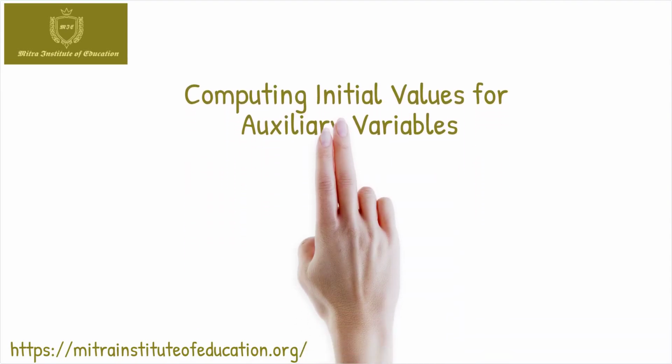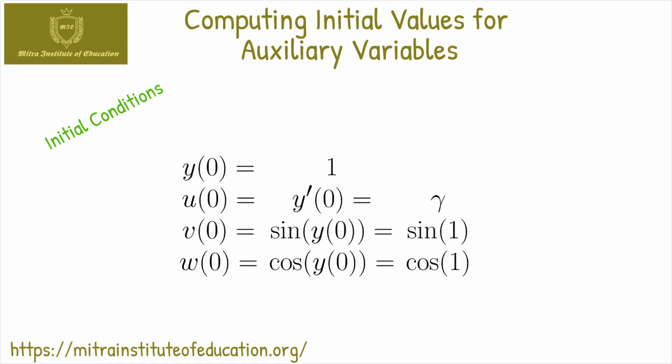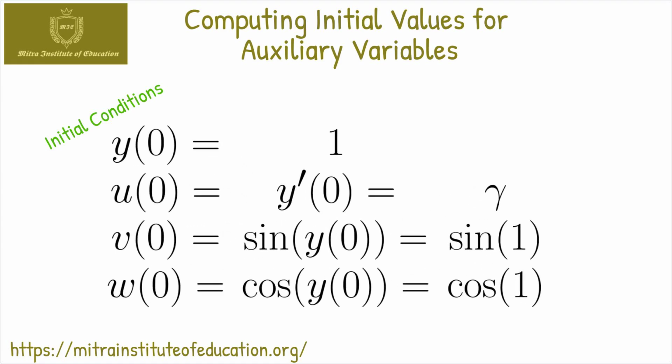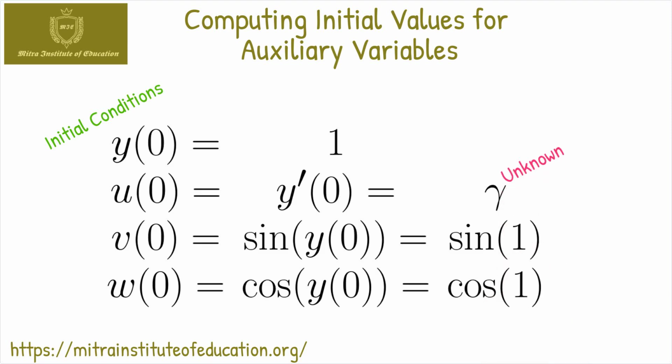Next, we compute the initial values for the auxiliary variables. These initial values are crucial because they serve as the starting point for the iterative process. By defining appropriate initial values for these auxiliary variables, we ensure that the system is set up correctly for solving the nonlinear boundary value problem. These values are typically based on known boundary conditions or approximations that guide the algorithm in the first iteration.